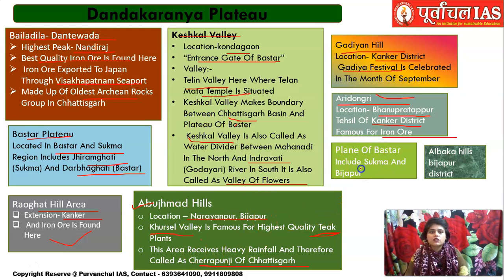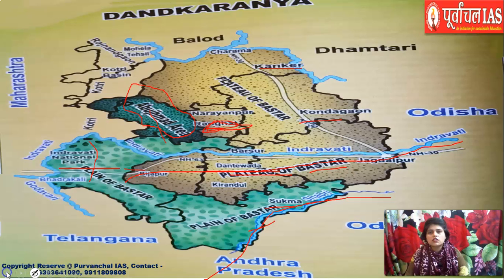Plain of Bastar includes Bijapur and Sukma. And there is Albaka Hill in the Bijapur district. So you can see so many hills and so many things are present here. It is drained by the drainage of Godavari. Like I told you, the Godavari drainage system. There are many rivers which drain this particular area, making beautiful waterfalls. And also here we have the tributary of the Shabri, which is Kanker. One is Munga Bahar. I told you there is Tirathgarh waterfall.